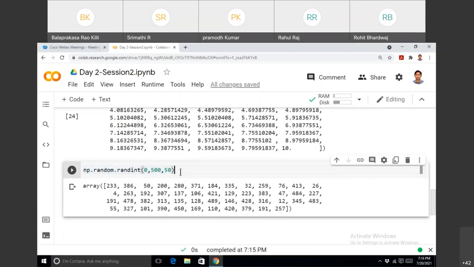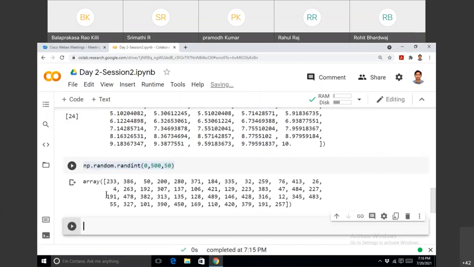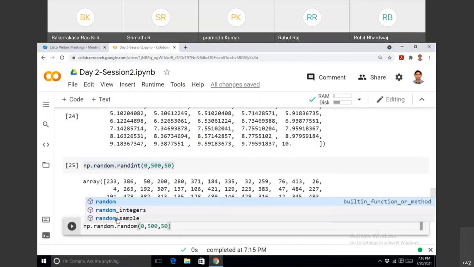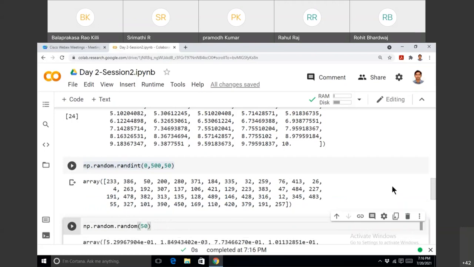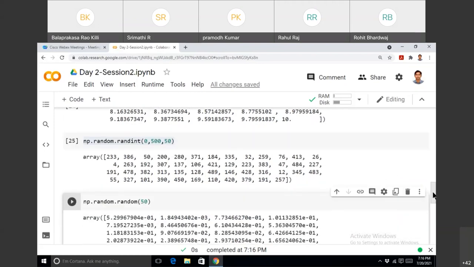Now these are random integers. Now on the other hand, suppose you wanted to generate random numbers, I mean fractional numbers rather than integers. Random.random. It gives some 50 numbers. It will create numbers between 0 and 1. Now you see what the output is. It will generate 50 numbers between 0 and 1.